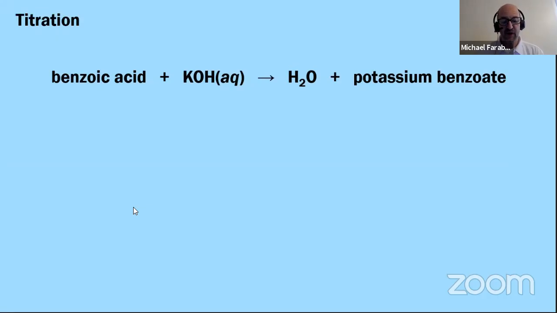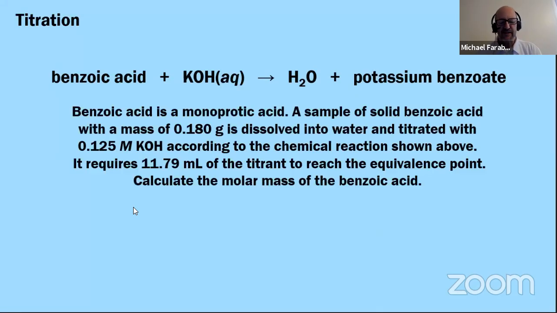This is also a titration experiment, but instead of calculating the concentration of a chemical, this question asks you to calculate the molar mass of this substance. Benzoic acid is a monoprotic acid. A sample with a mass of 0.180 grams is dissolved into water and titrated with 0.125 molar potassium hydroxide. It requires 11.79 milliliters of the titrant to reach the equivalence point. So what is the molar mass of the benzoic acid?